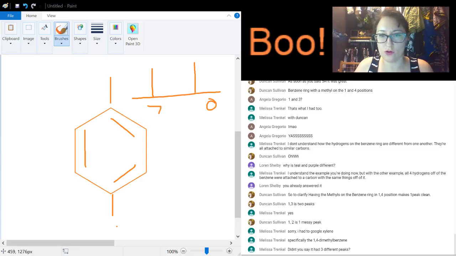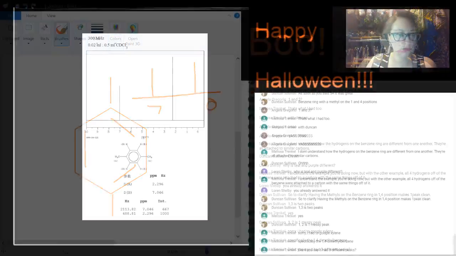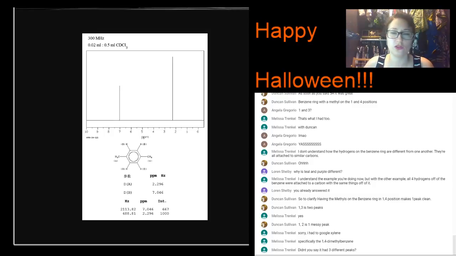Not the one in the 4. Here, let me show you the... That's the structure in the spectrum. Oh, I think because I was showing you what would happen if you had 2 different substituents on it, so there was no symmetry.